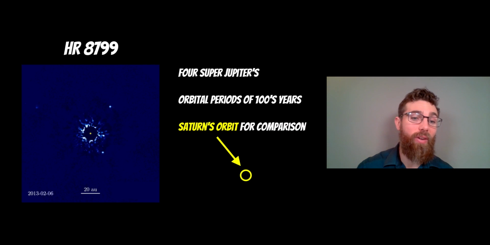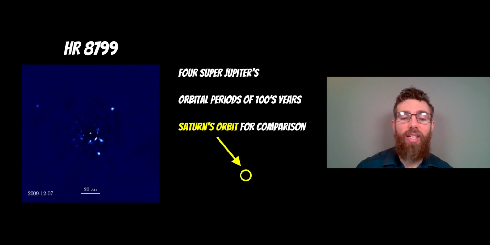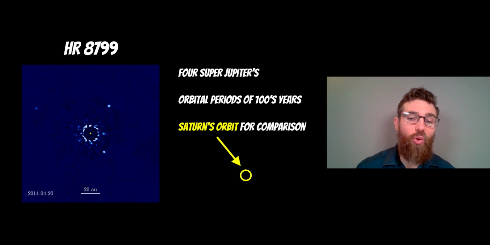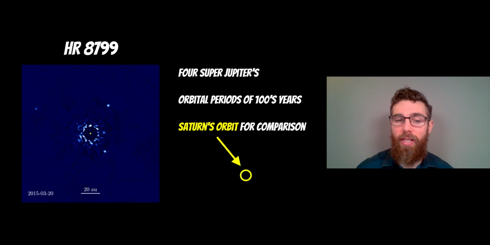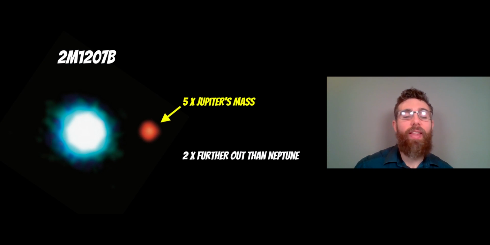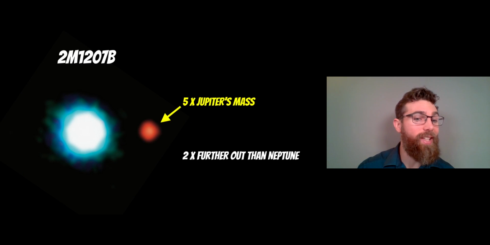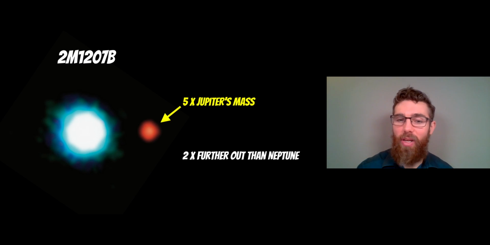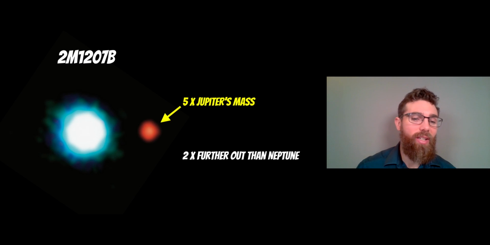In fact, their orbital periods are hundreds of years, and they're very big. And to give you an idea of the distance they are from their star, Saturn's orbit is drawn on the bottom right for a comparison. So these are a long way out in their system. So big planets a long way from their star again. And here's another one. This one is 5 times the mass of Jupiter, and it's twice as far away from its star than Neptune is to our Sun. Again, it's all following the same theme because they're easy to detect.